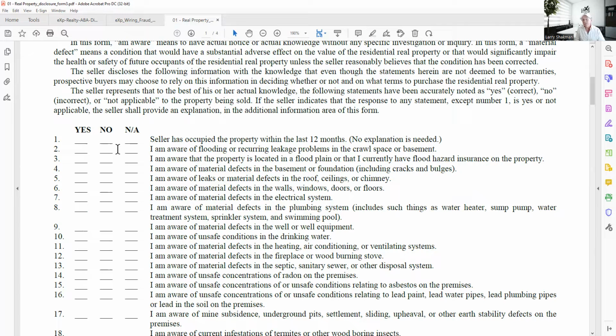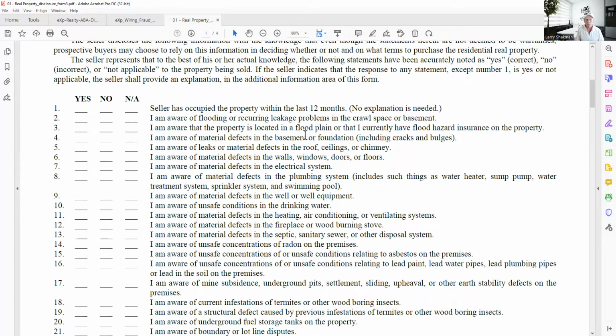So one reason that you might answer no is if this is an investment property and you've been renting it out for years or months or what have you, you would answer no. If this is your primary residence that you're living in, then of course you would answer yes. Now, as we move down, some of the questions, and we'll go over each one of these.